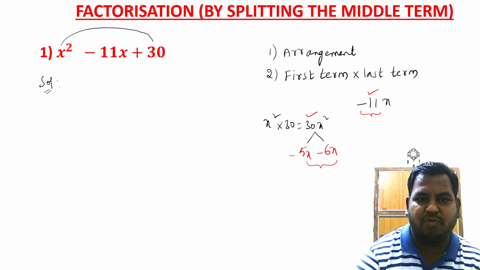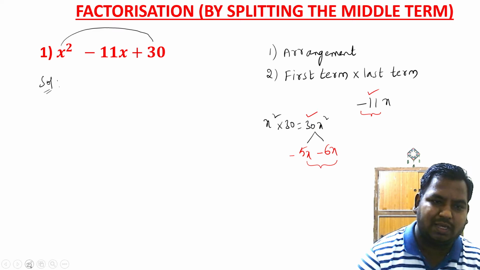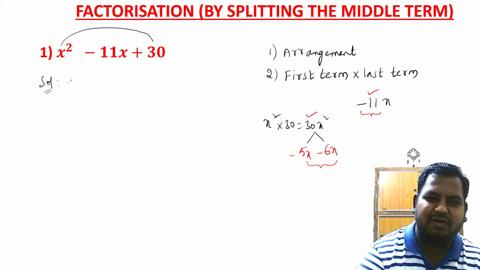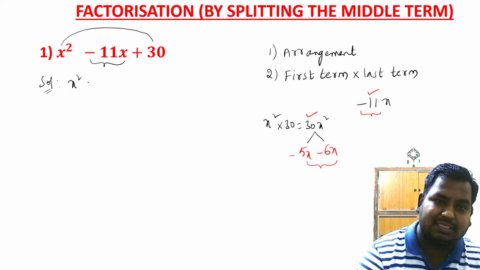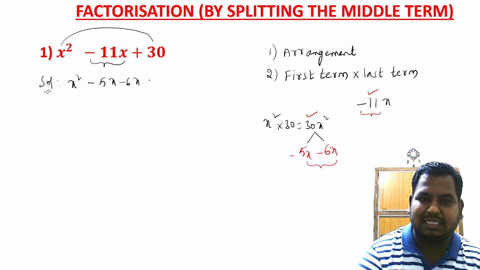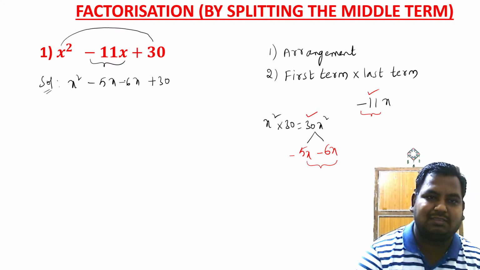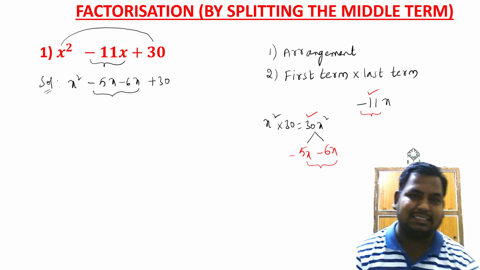Now, going back to the polynomial, we have x square minus 11x plus 30. X square we will write as it is. We have minus 11x. We can write minus 11x as minus 5x minus 6x. Last term is plus 30, we'll write it as it is. We have split minus 11x as minus 5x minus 6x.